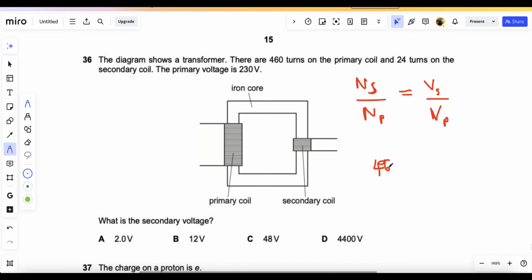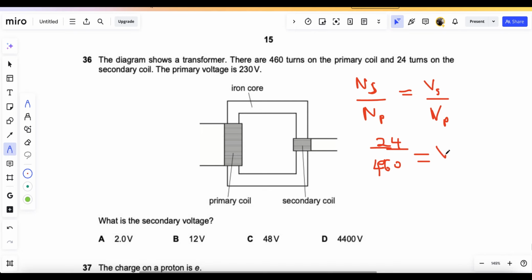I have 460 turns on the primary and 24 turns on the secondary. So on top here, I have 24 on the secondary. Okay, this is equal to, what is the voltage? They will give us the voltage, at least one of them. The primary voltage is 230, so VP. They did give us VS. They will tell us to calculate VS. What's the secondary voltage? That's VS.